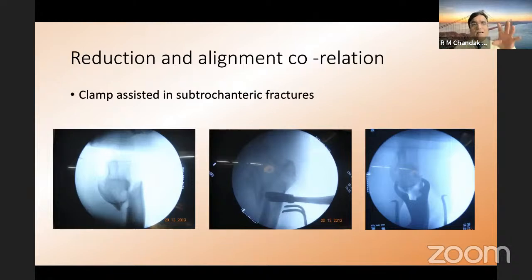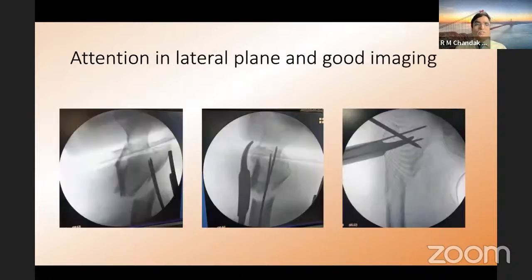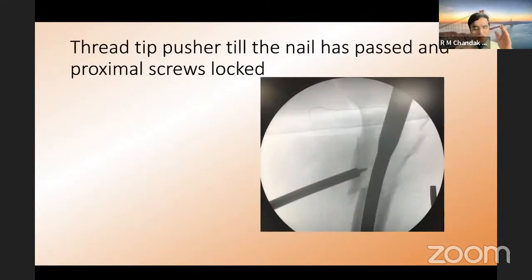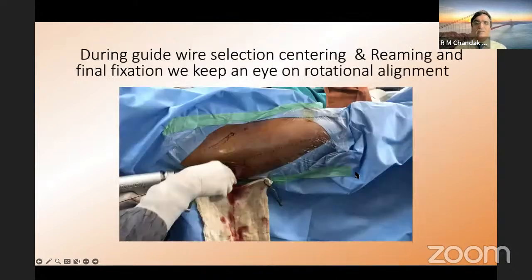If you are using a clamp-assisted reduction, that gives you a better ability to control rotation. Also, in the lateral plane, a good imaging has to be there so that you can correlate exactly which way the rotations are going on. If the rotation is difficult, I use this threaded tip pusher so that I can rotate the fragment as well as push it and then properly align the fragment.